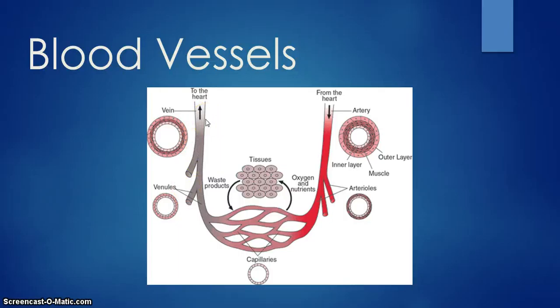Final one is veins. The wall of veins consists of 3 main layers. Within the vein there are valves which aid the return of blood to the heart by preventing the blood from travelling in the reverse direction. The main function of the veins is to transport deoxygenated blood back to the heart, except for the pulmonary vein, which carries blood from the lungs back to the left atrium.